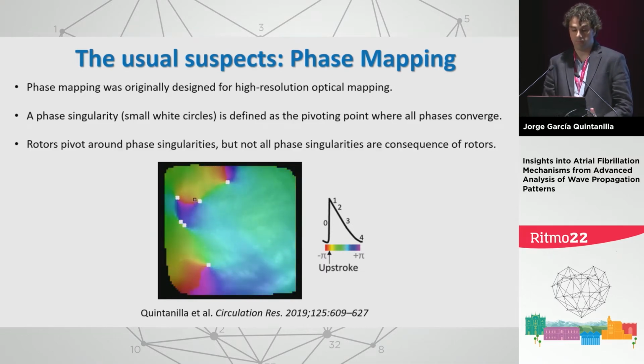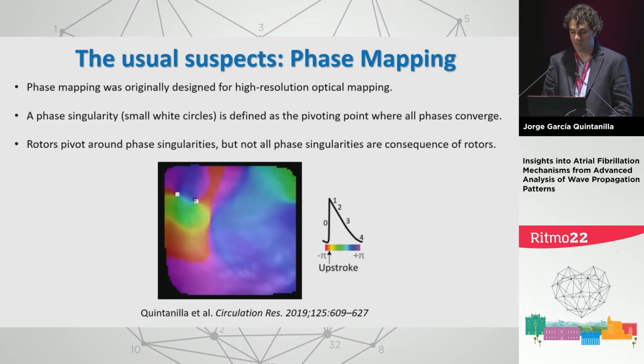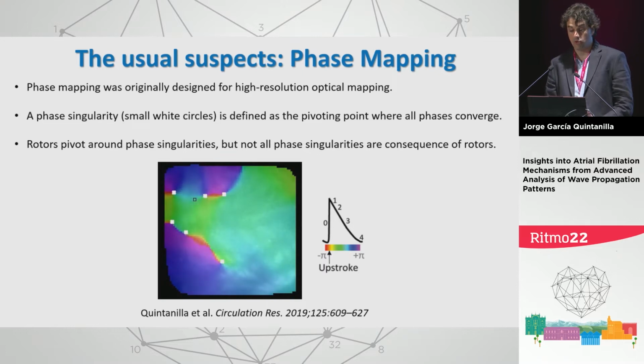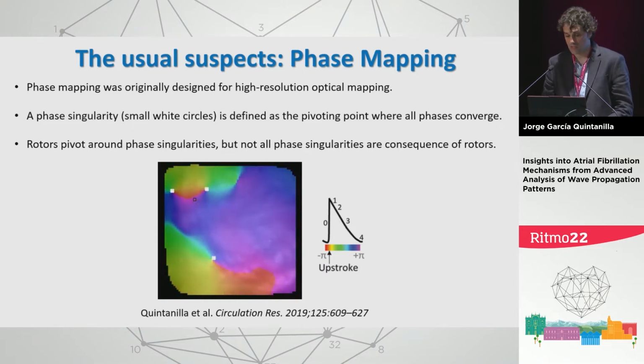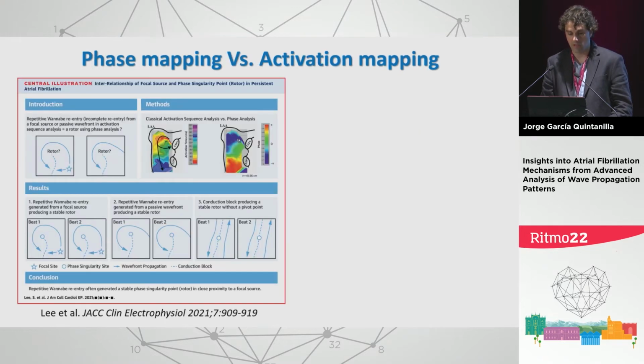Rotors, of course, pivot around phase singularities, but not all phase singularities are a consequence of rotors. Indeed, many phase singularities are simply wave breaks rather than rotor pivoting points. I think that most of you will agree with me in that phase movies can be considered an intuitive way of displaying activation patterns during fibrillation.